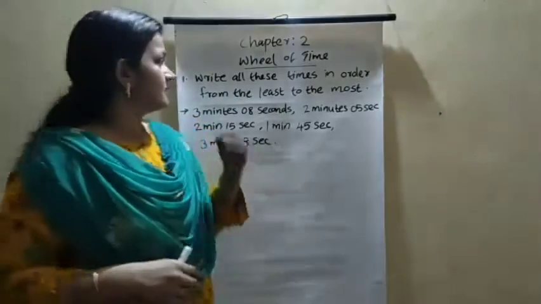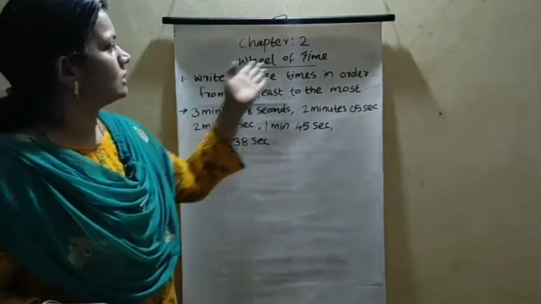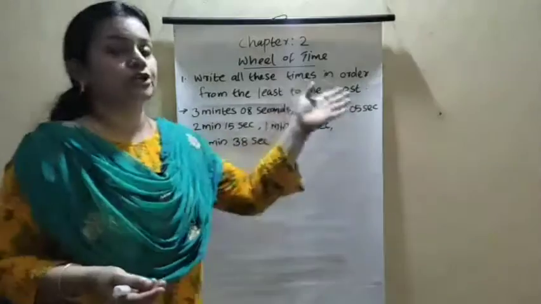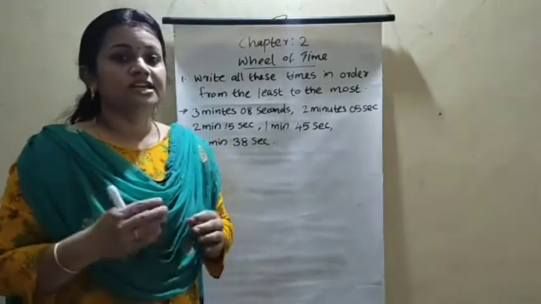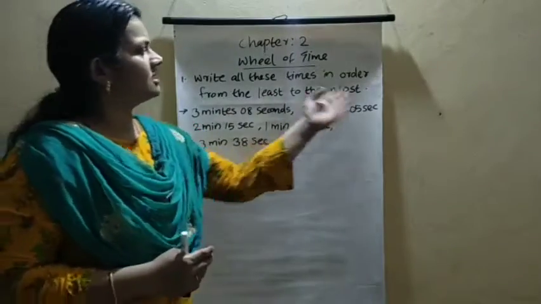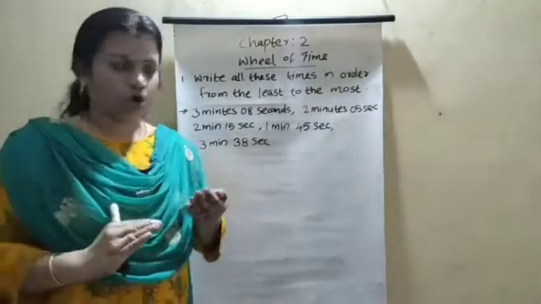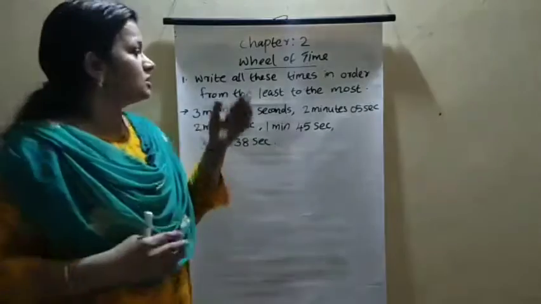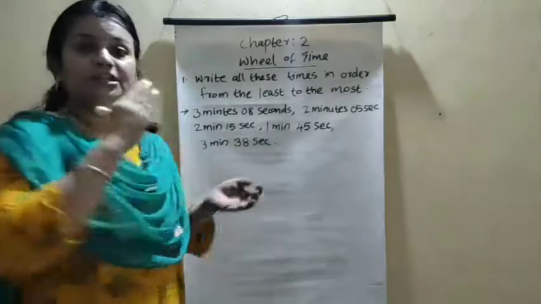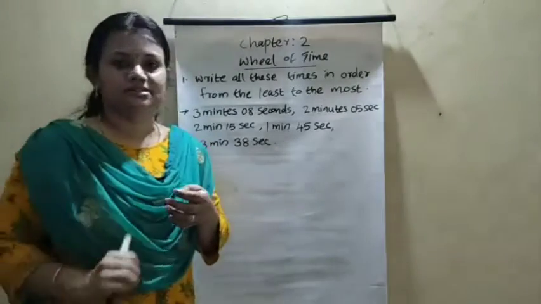Now we are discussing the next problem. Write all these times in order from the least to the most. What is least? What is most? Least means smallest, most means biggest. So we can arrange these times from smallest to biggest.